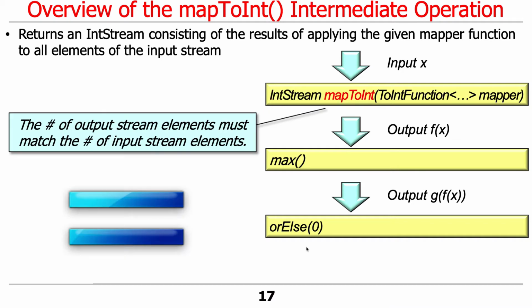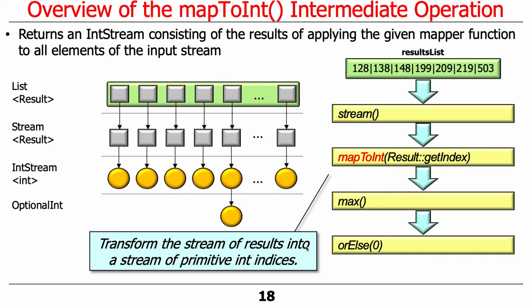Just as with map, mapToInt will take X number of elements in the input stream and do the transformations, and then it'll create an output stream with the same number of elements that were in the input stream. So they're equal. Unless, of course, an exception is thrown, but we're not going to think about that for the moment.